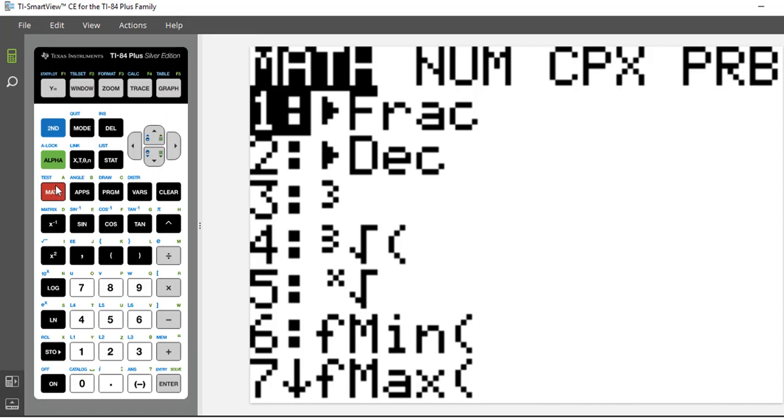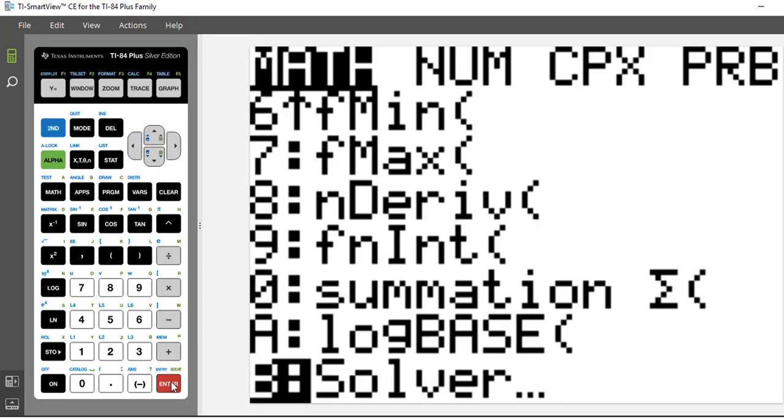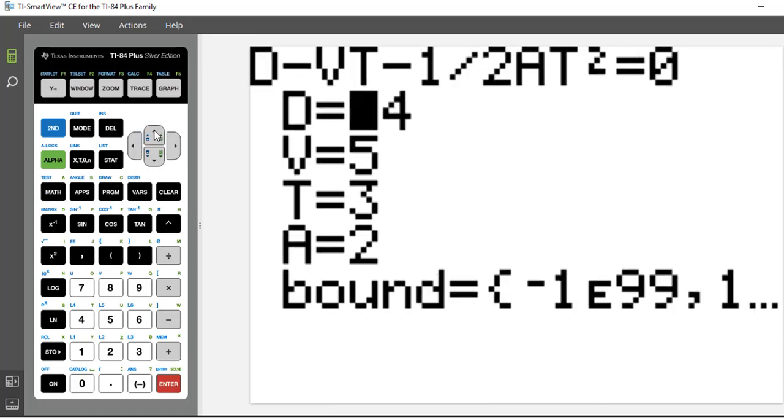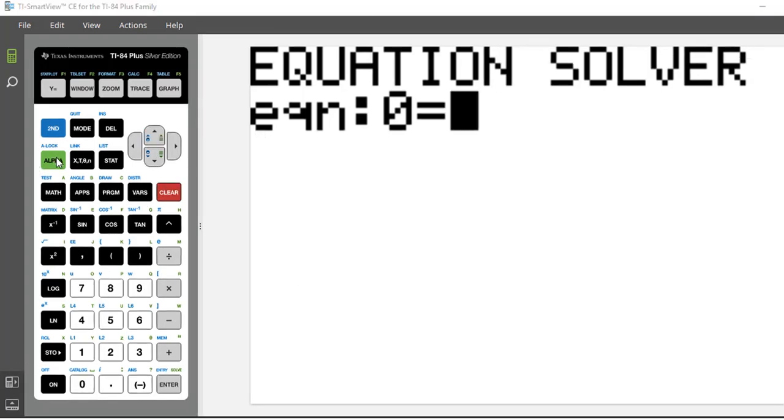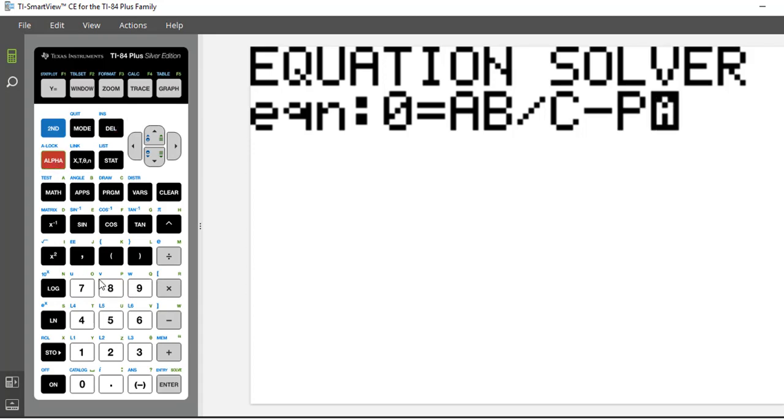Now let's go to math. Upper arrow, go to this equation solver. So I clear here. So we will get alpha A, alpha B divided by alpha C minus alpha, here is a P, then alpha V divided by alpha T.